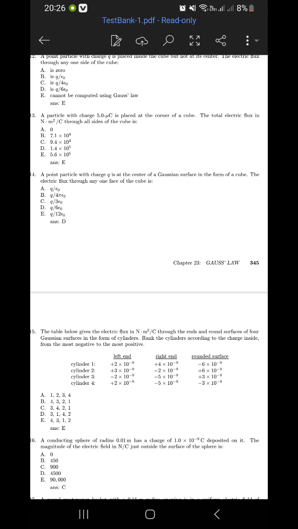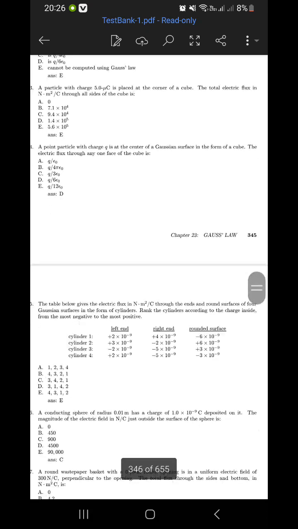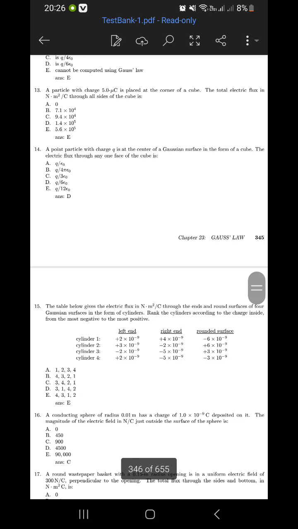13. A particle with a charge of 5.0 microcoulombs is placed at the corner of a cube. The total electric flux in newton meters squared per coulomb through all the sides of the cube is E, 5.6 times 10 to the power of 5.